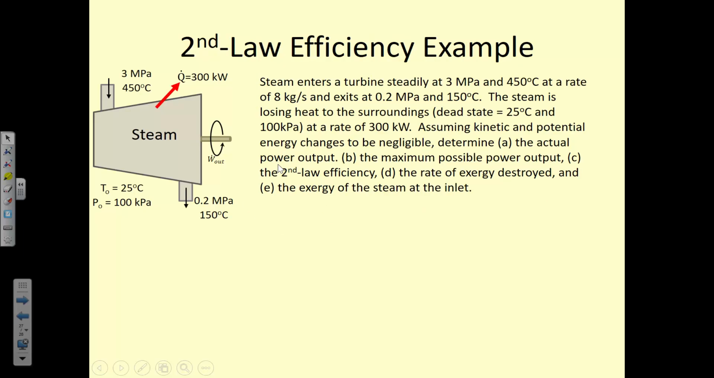Okay, so let's do an example where we calculate the second law efficiency. In this case, we're going to use a steam turbine.